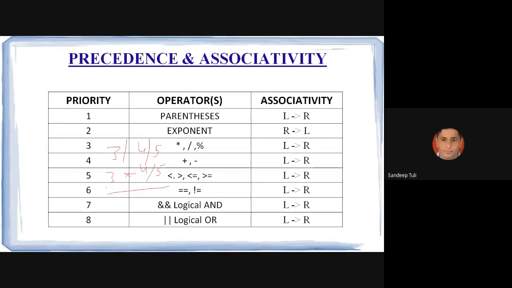No, again, in this case it will be 3 into 4 evaluated first, and 12 will then go to the right, 12 divided by 5. Division will happen after multiplication, in C. In C it happens actually.